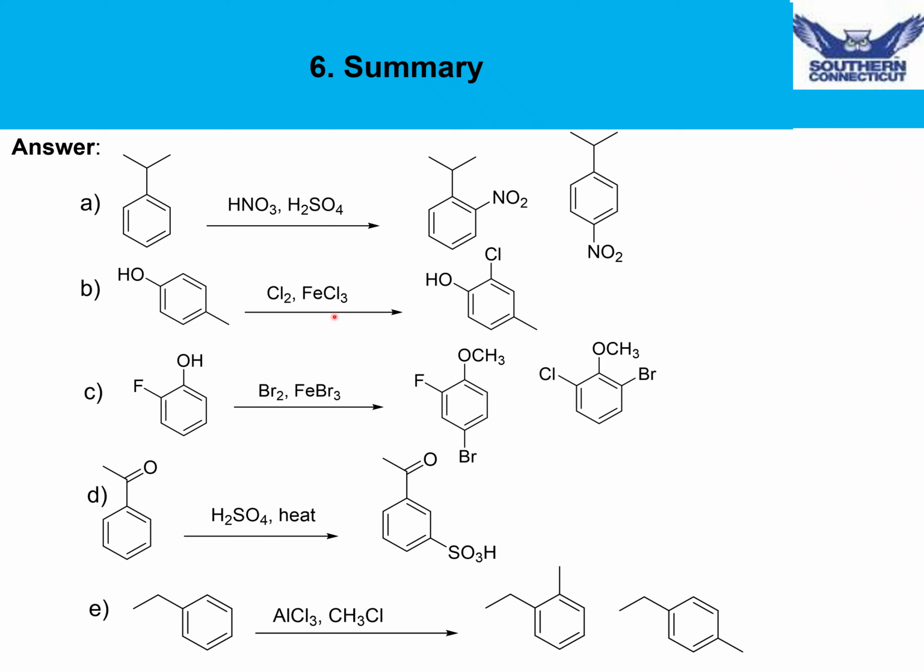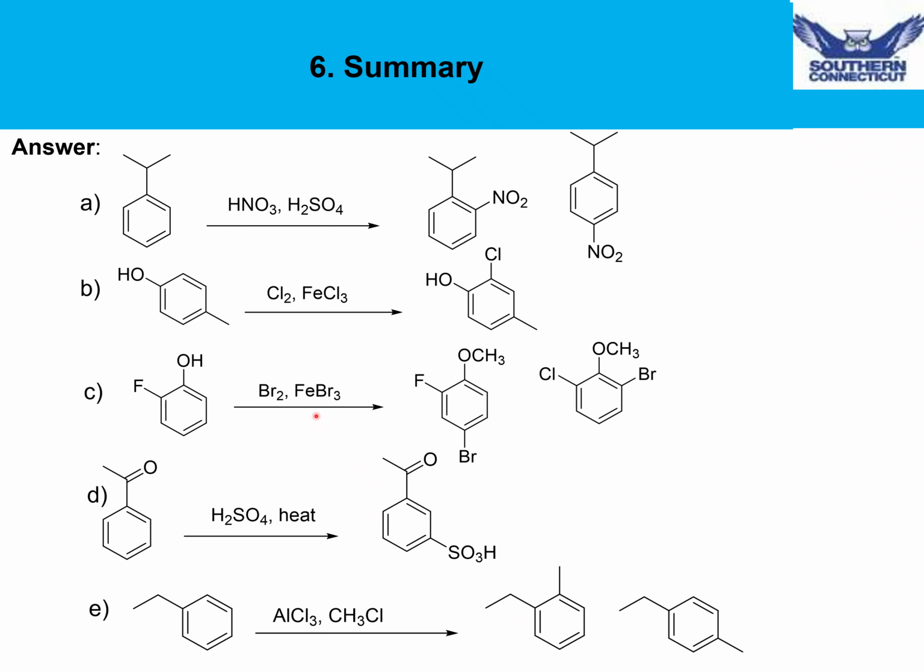Cl2 and iron trichloride will add a chlorine to an aromatic ring. If we have a phenol and a methyl group, the phenol is a stronger activator, so it should direct the chlorine to the ortho position. So at any of these two carbons, which would be the same product, the chlorine should add, and so we will have this as a product.